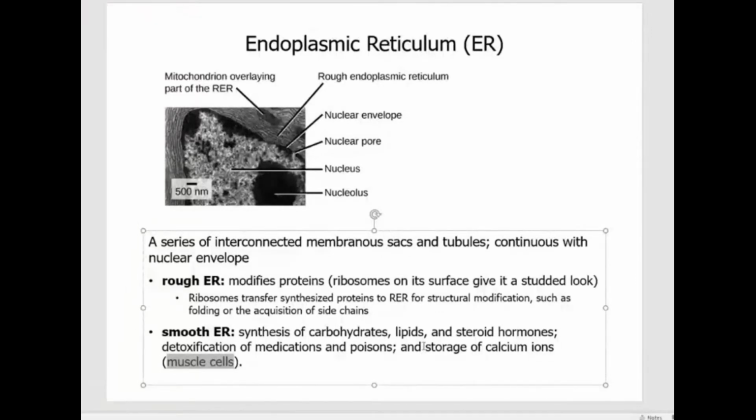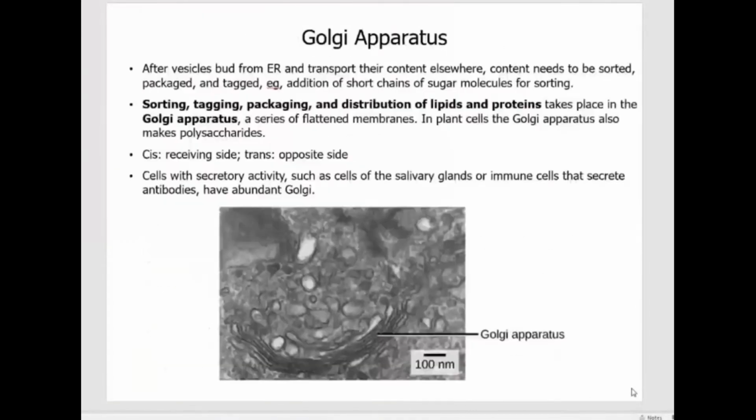For muscle cells, very specialized cells, the smooth ER, I don't know why I kept saying rough ER, the smooth ER also stores calcium ions. That's critical because once the calcium ions are released, your muscle cells are going to start contraction. So they store calcium ions, and when you need your muscle cells to contract, there will be signals for the smooth ER to release the calcium ions. So for muscle cells, smooth ER is very important.